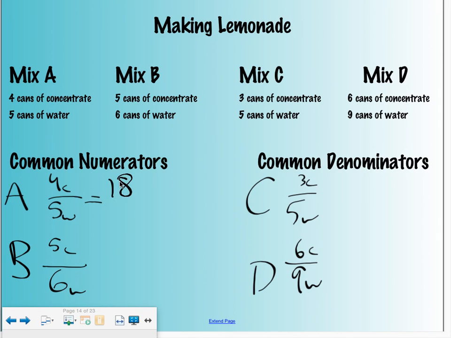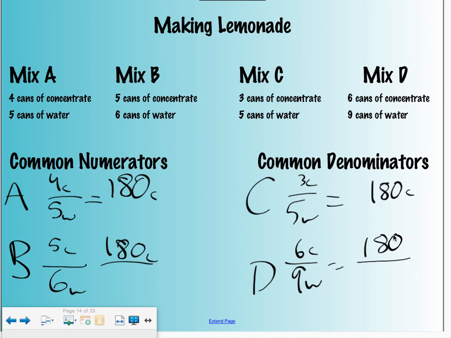So once you find out which number is divisible, you write it as your numerator. So for all of these, our new fraction has 180 cups of concentrate in it. So now I need to find a denominator. So if A, the new numerator is 180, how do we get the new denominator? You divide 180 by 4. And you get 45. Okay, so then what? Then you multiply 5 by 45, and that's 225 water.